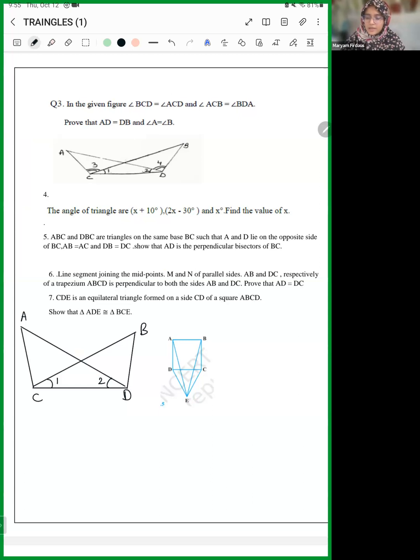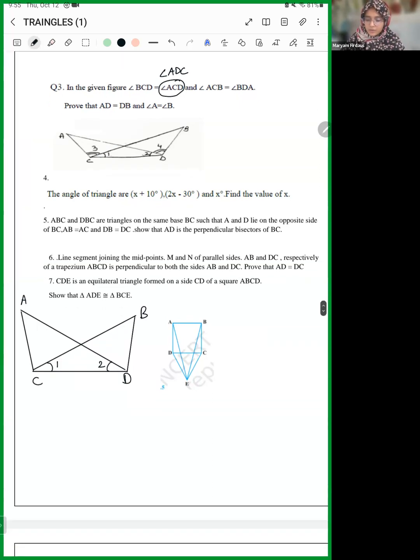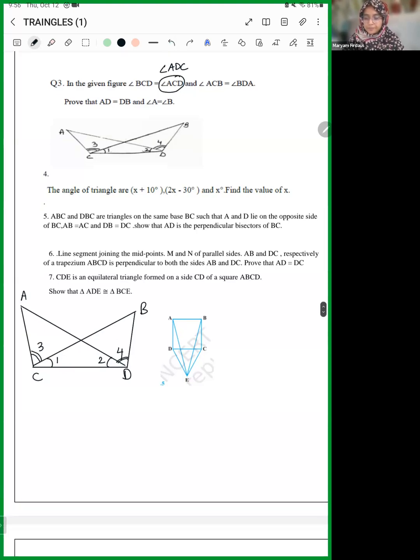There's a slight mistake in this. This will be angle BCD. BCD is this one, right? So it will be equal to angle ADC, not ACD. Okay. So this is equal to this. And then this is your other angle, which is angle 3. And this is your other angle, which is angle 4. You can always figure that out by the number of stripes in the angle. Prove that AD is equal to DB.